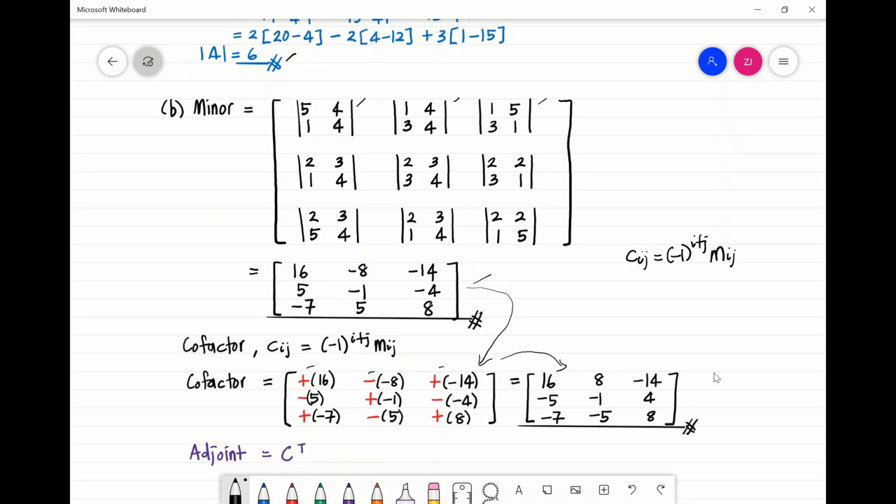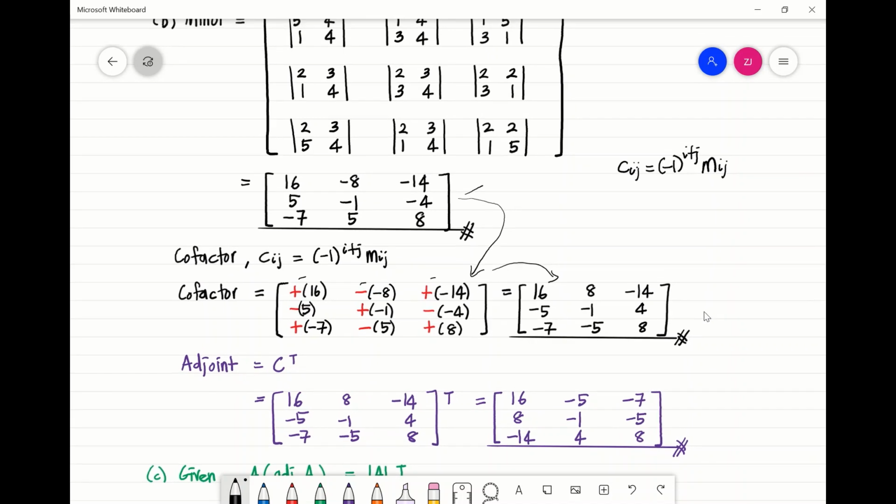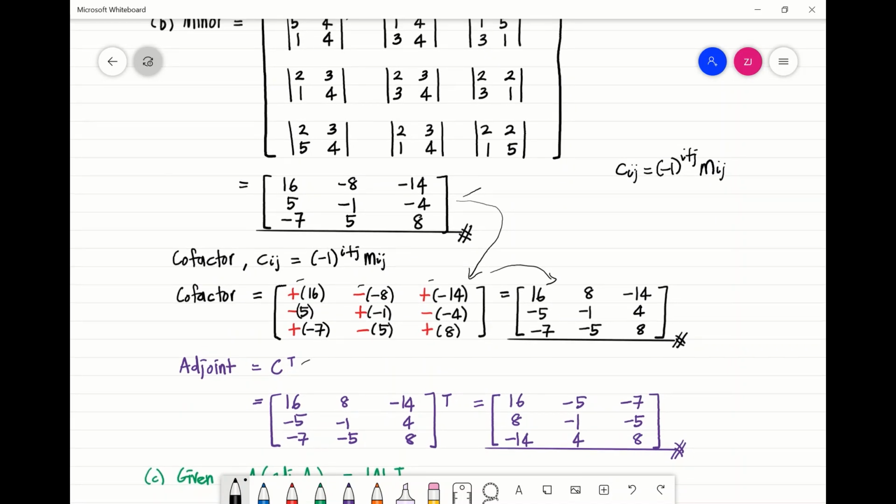Then how to find the adjoint? The adjoint is the cofactor transpose. We bring down all the elements in the cofactor and we transpose. Again, transpose is interchanging the rows to be columns, or changing the columns to be rows. We can see that this first row, 16 8 -4, has become the first column, and the second row has become the second column, and the third row has become the third column. So that is the answer for the adjoint matrix.